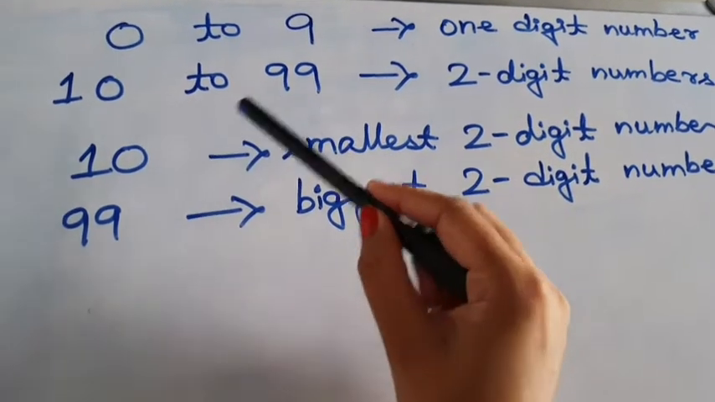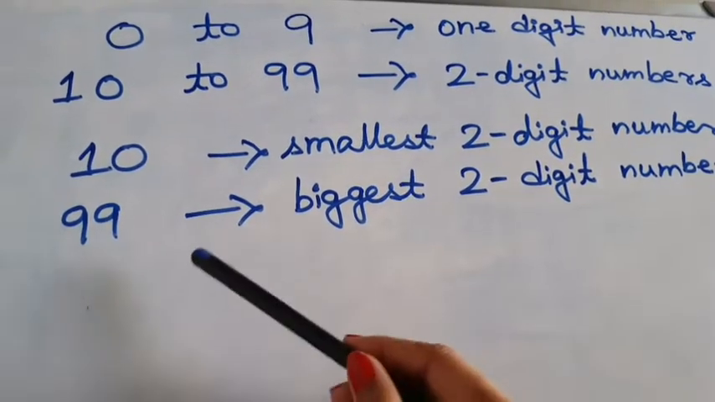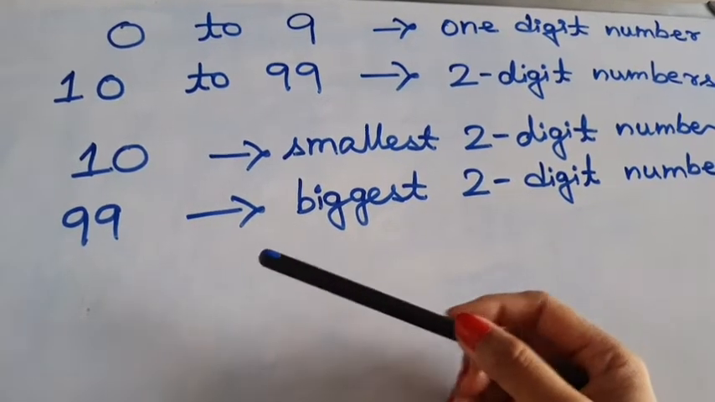From 100, it becomes three digit number.